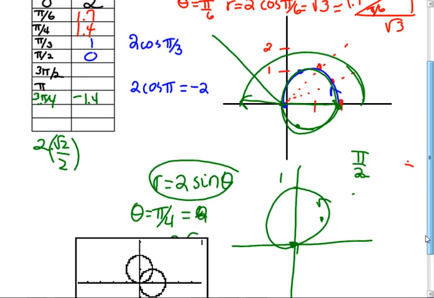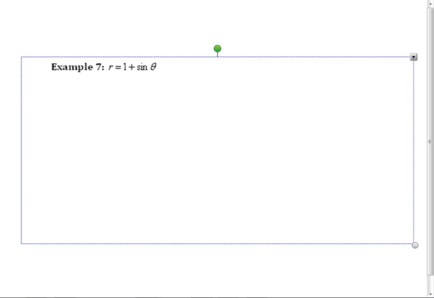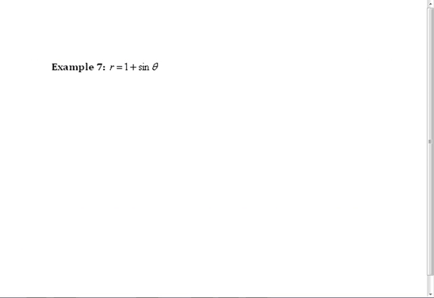Wait, Mr. G, what is changing the window? Changing the window just changes one part of the window. Can we make a flower? Yeah, let's do this one. This is an interesting one. It's a very famous one.